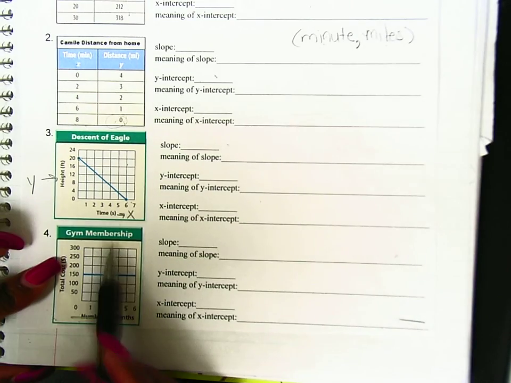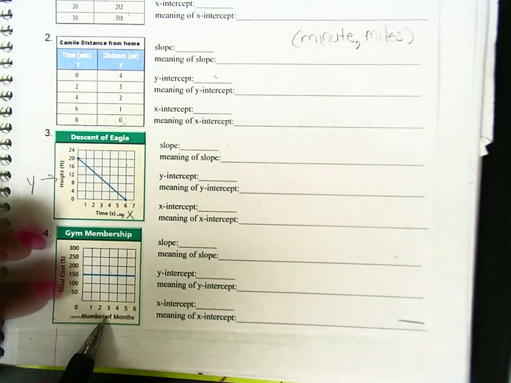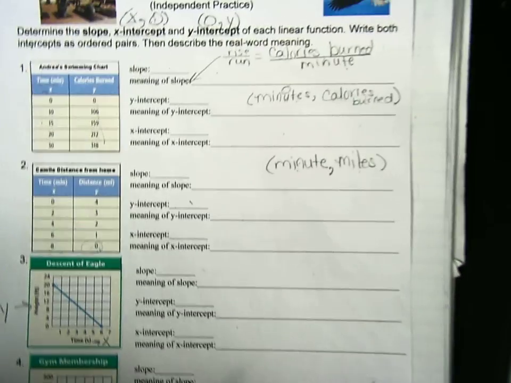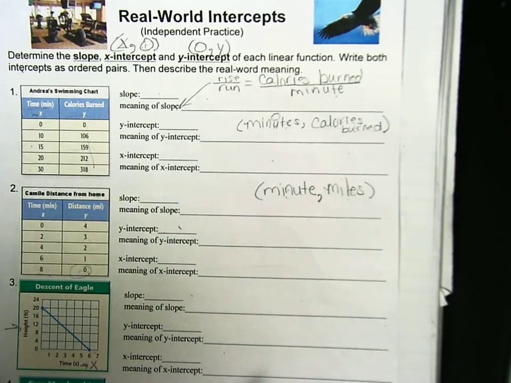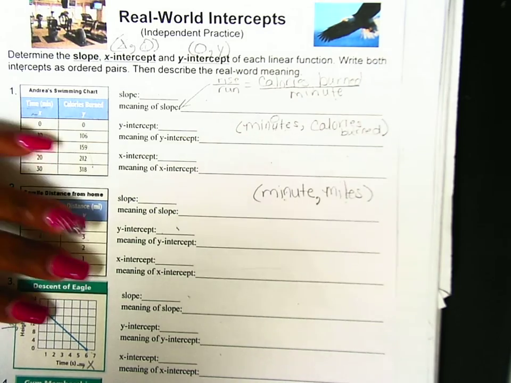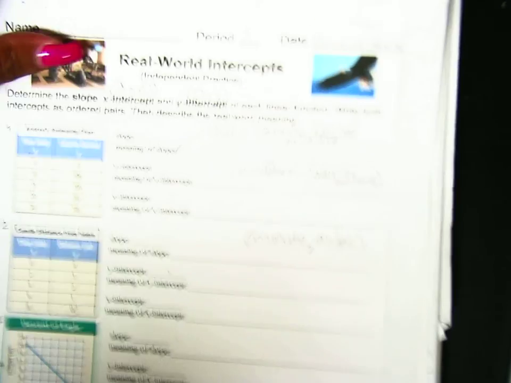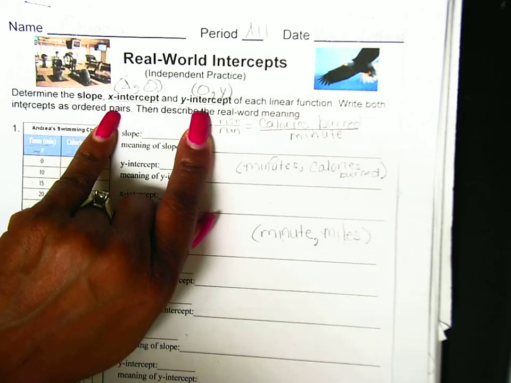And then it's the same thing here with the gym membership. Same process. So use the information given to you to determine the meaning. I believe in you. Get this. Make it real. Write in complete sentences, just the way you would write it, using the information that was given to you and the definitions of slope, x-intercept, and y-intercept.